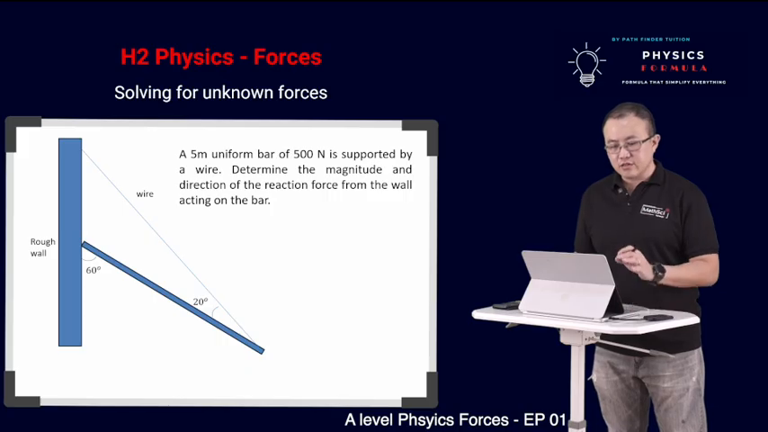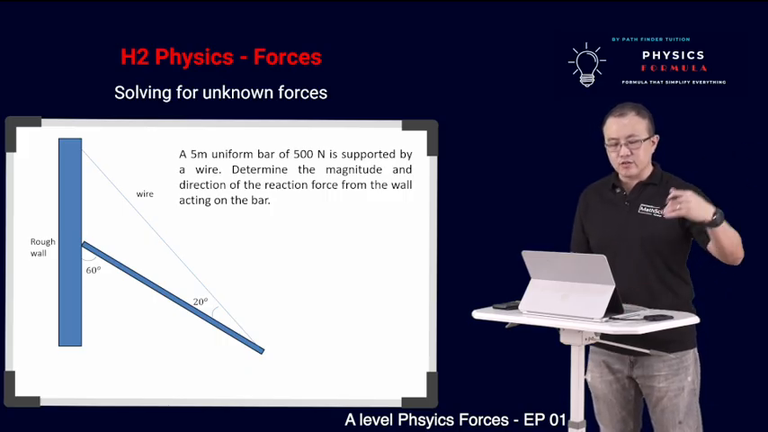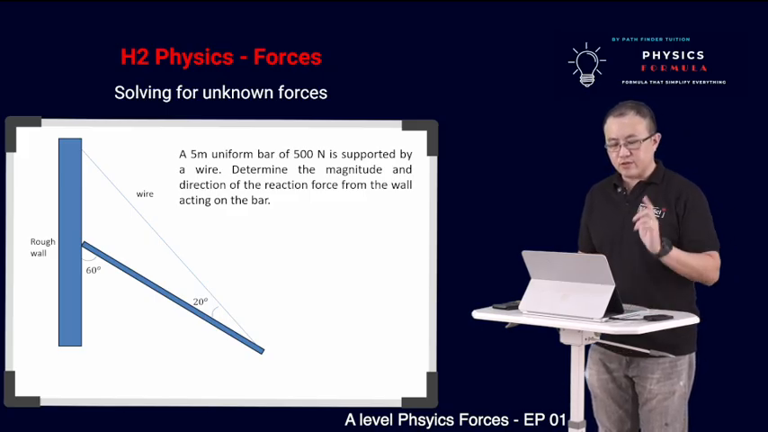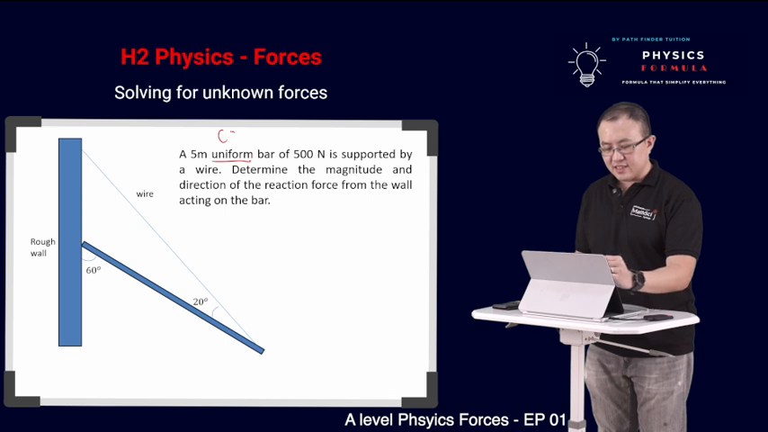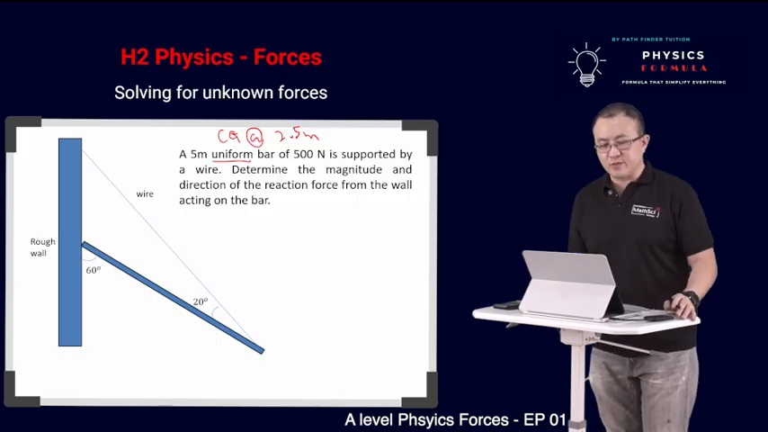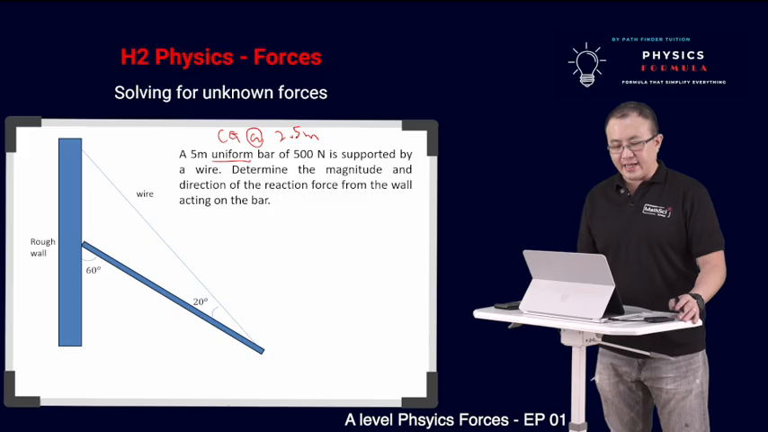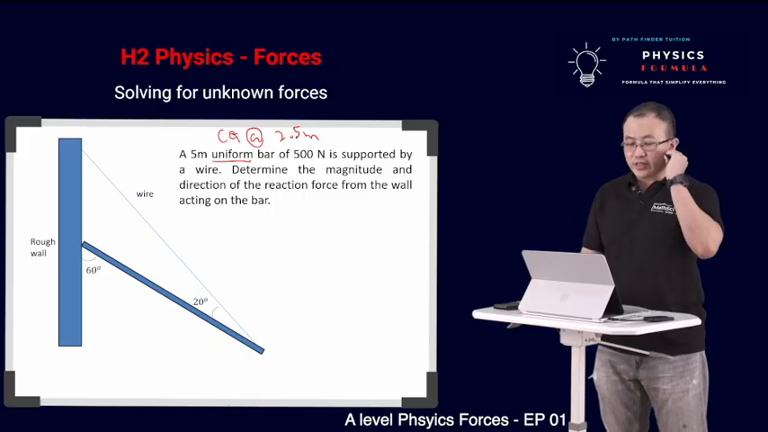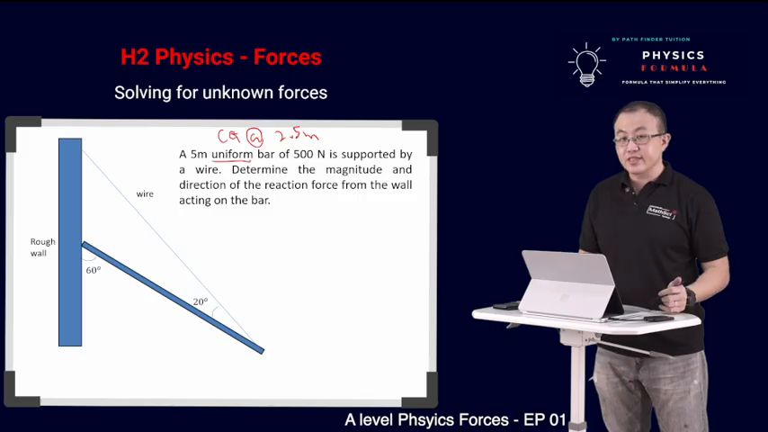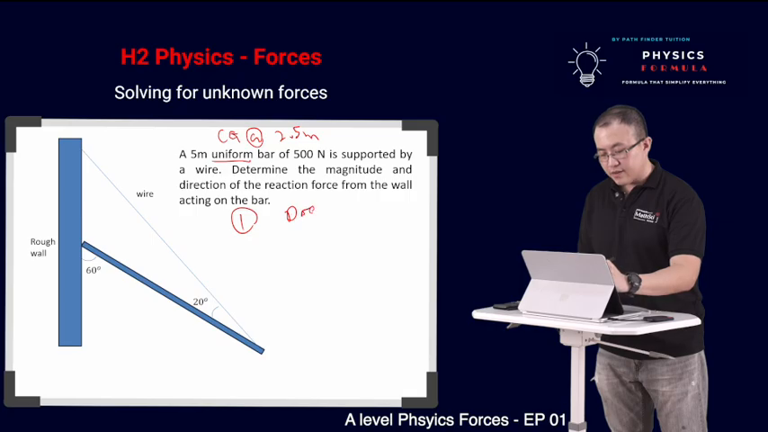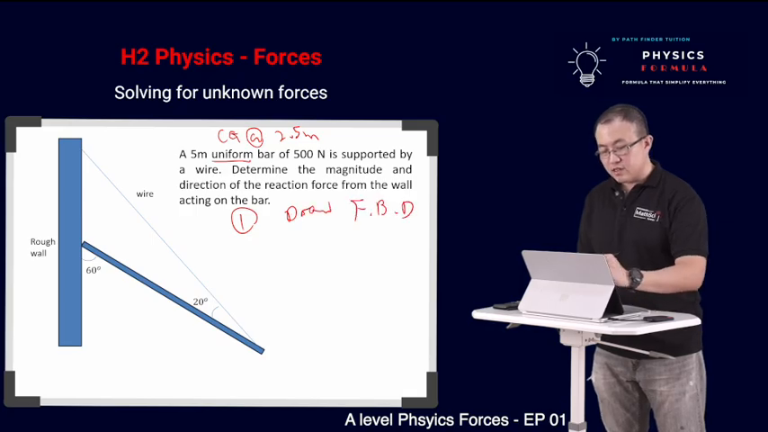Okay, so this question is talking about a beam, a uniform bar, 5 meters long, 500 Newton, uniform, which also means to say that the CG is at 2.5 meter. I will immediately process this information. The CG is at the midway point, supported by a wire. Determine the magnitude and direction of the reaction force from the wall acting on the bar. So the first thing I will need to figure out is, what are the forces acting on this bar? So maybe we can begin by number 1, draw the FBD. Draw the free body diagram.